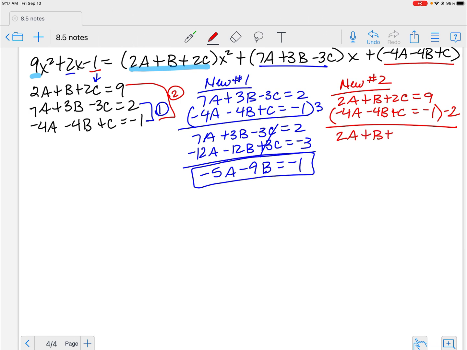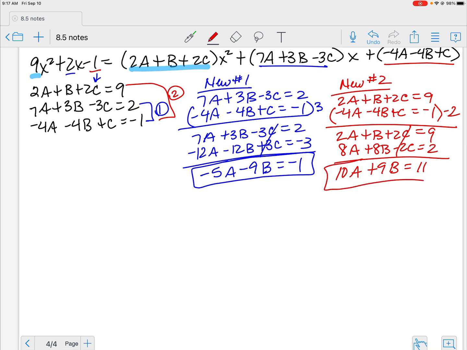So 2a plus b plus 2c is equal to 9. Negative times a negative is a positive. 8a plus 8b minus 2c is equal to a positive 2. Now, I will tell you, especially with these three variable systems, watch all of your negative signs. It's so easy to make an error with that kind of stuff, and then it throws off your whole problem, right? So make sure that you're watching those signs.